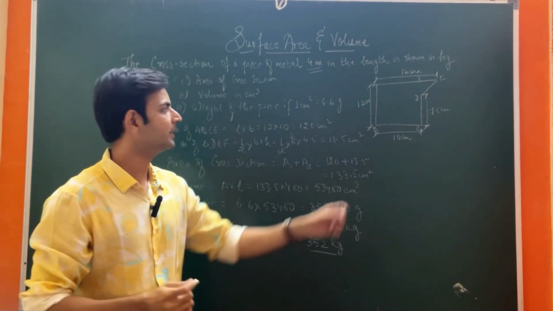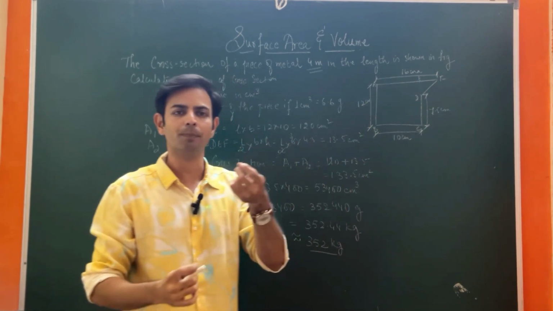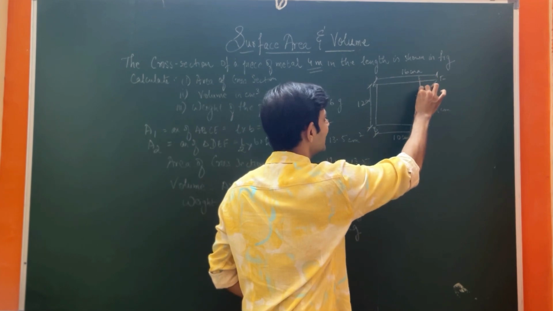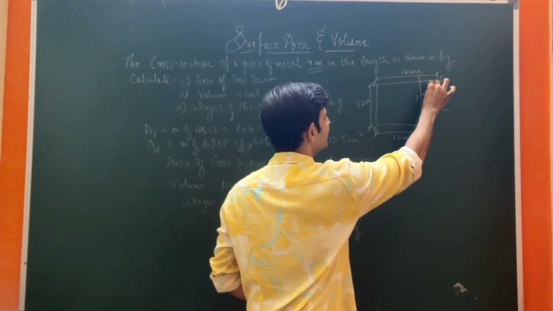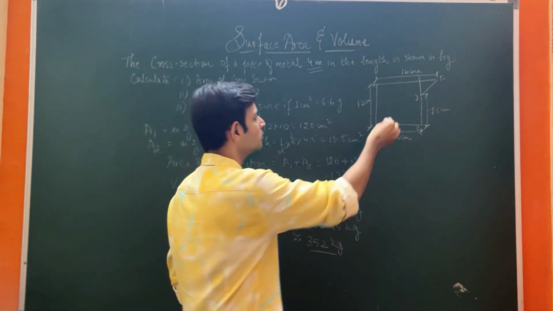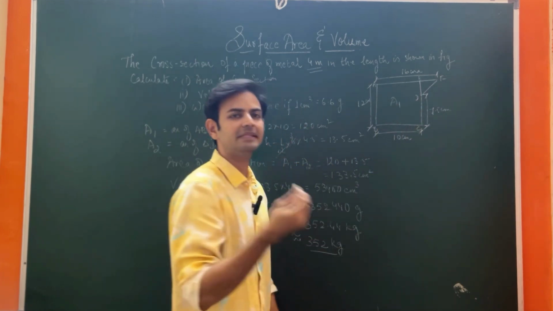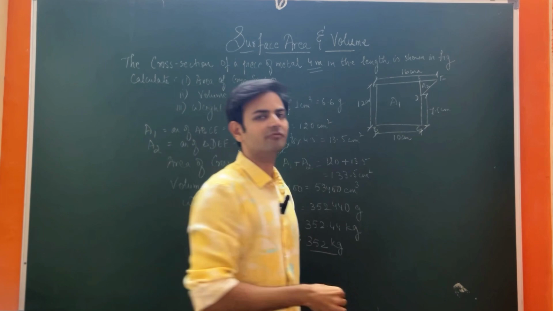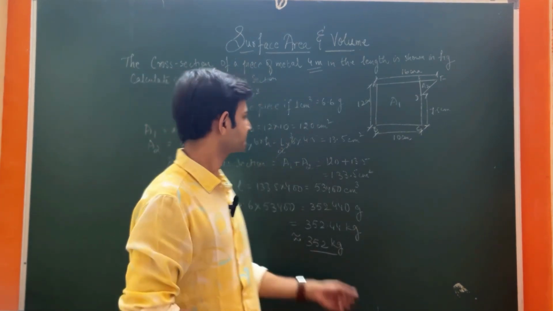So first of all, we have to divide this into two parts. That is, we have made one rectangle and I have joined it here, and this part becomes a triangle. So I have got two areas now. This A1 will be the area of rectangle and A2 will be calculated from the formula of a triangle.